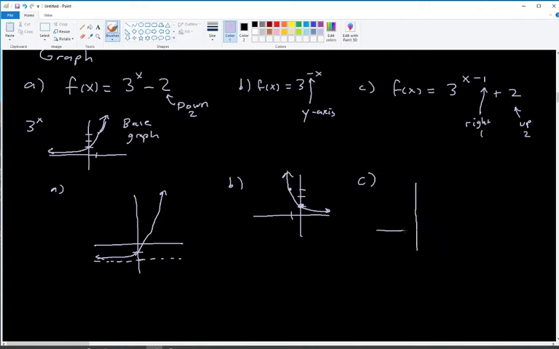So I'm going to draw in the new horizontal asymptote. And I'm just going to follow this point here. When I push it over 1 and then it goes up 2, this will be where the base graph clipped through the y-axis. That's where that point gets sent. So we will have our graph growing like this.